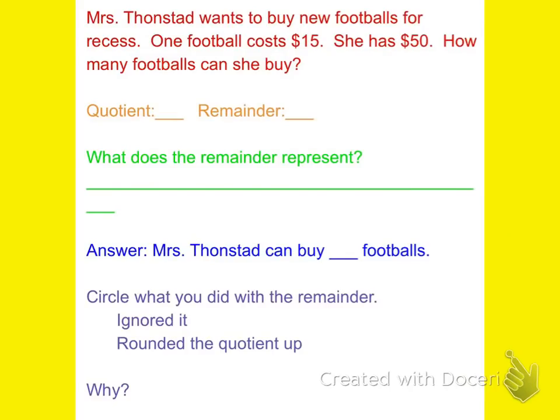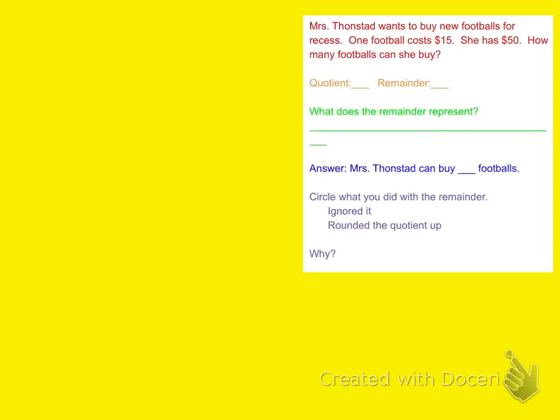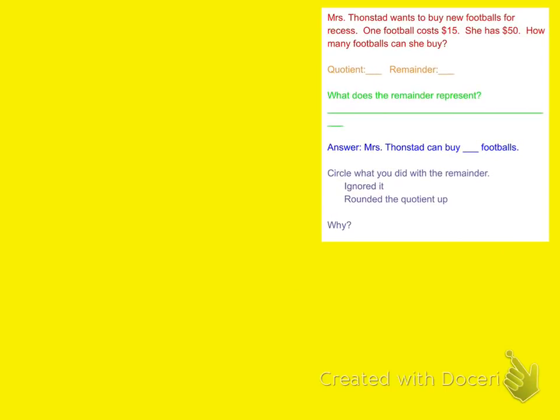Okay, I'm going to practice one more story problem with you here quickly. This one looks more like your assessment page is going to, and there's a lot of steps in the assessment, so don't get overwhelmed here. The first part is actually our story problem at the top in the red. It says, Mrs. Thonstad wants to buy new footballs for recess. One football costs $15. She has $50. How many footballs can she buy?